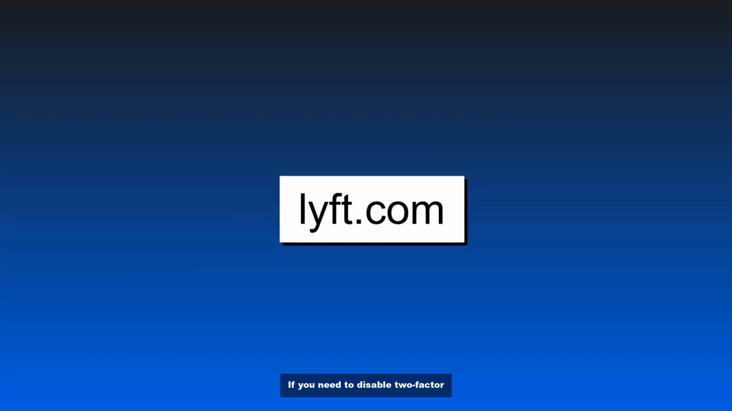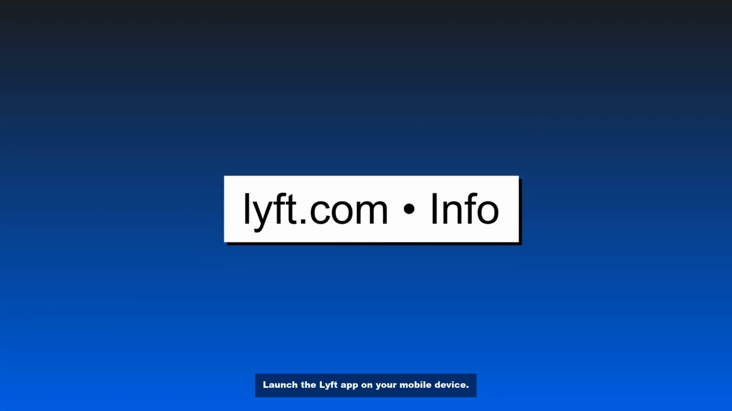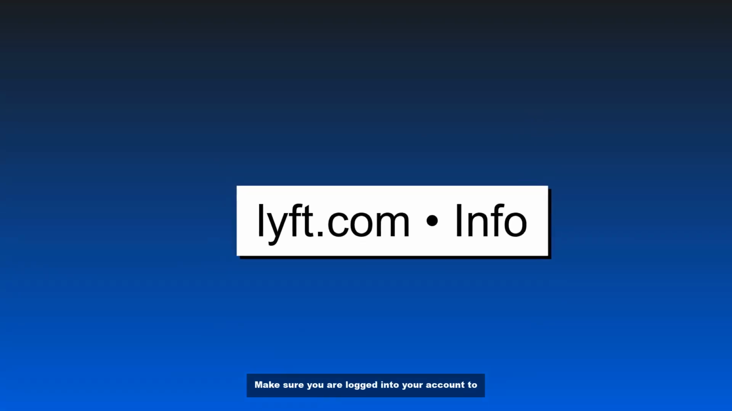If you need to disable two-factor authentication on your Lyft account, follow these simple steps to ensure the process is completed smoothly. Step 1. Open the Lyft app. Launch the Lyft app on your mobile device. Make sure you're logged into your account to access your settings.